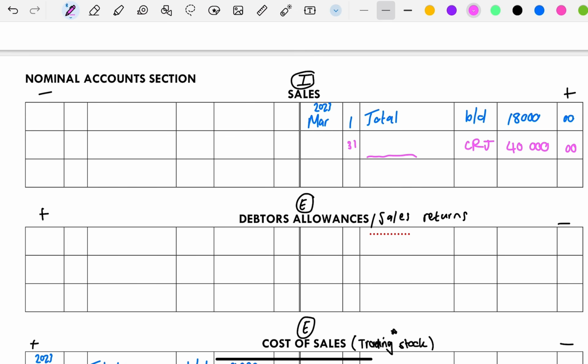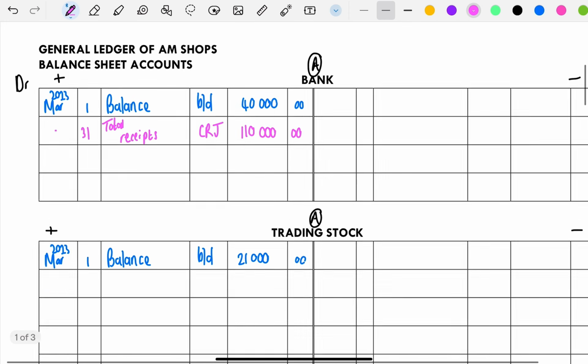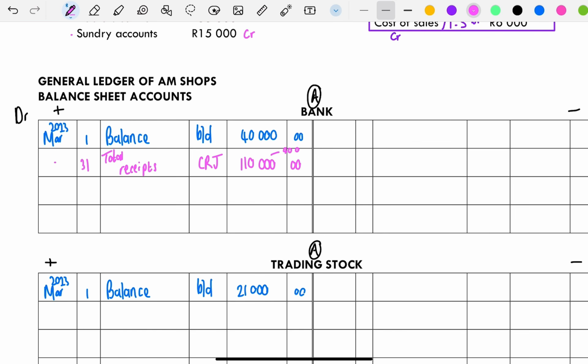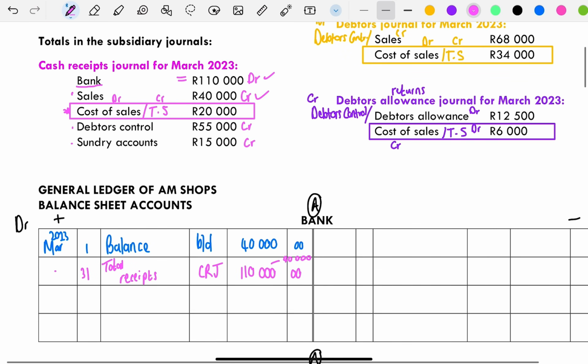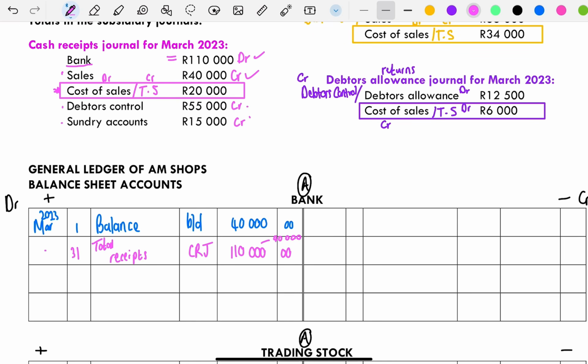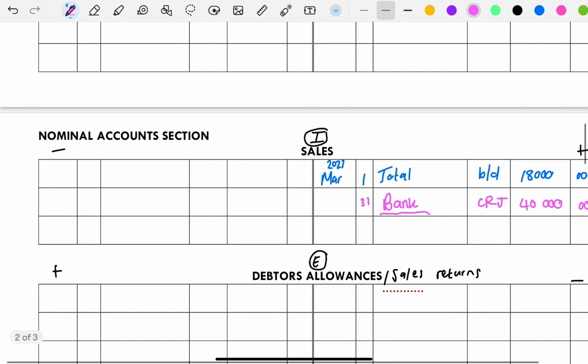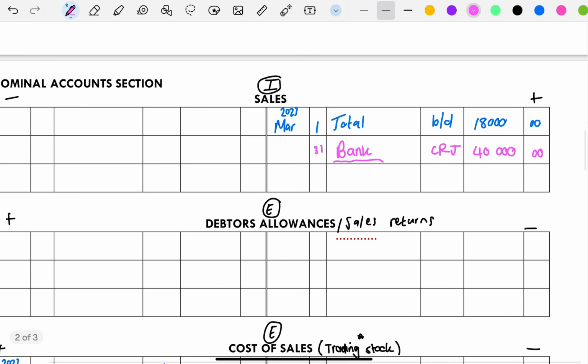Because in accounting, we've got the double entry principle, which means for every debit, there's a credit. So if the credit is here in sales, we need to say the debit is part of my bank, because included in this 110 is the 40, as well as the 55 and the 15. So all of those amounts are debited in bank, and that is what the details have to say. So obviously in bank, we can't write all the accounts, so we just say total receipts. But in the other accounts, we write bank because that 40,000 is part of my bank's total receipts.